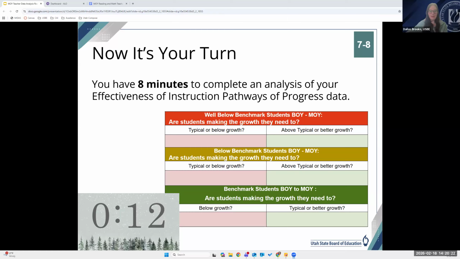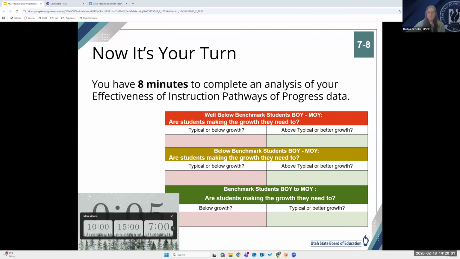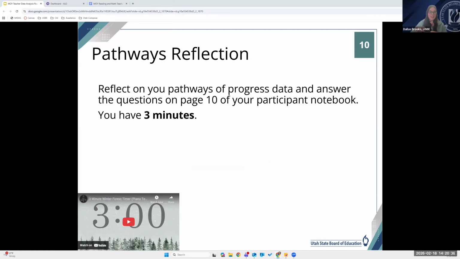Okay, go ahead and wrap up that last data point that you were looking at. Okay, so we've gotten into the nitty-gritty a little bit. We have looked at the percentages of students who are making progress, those students who aren't making progress and are a little bit stagnant. So we're just going to take about 3 minutes to do another reflection on that data and some of the things that we have uncovered.